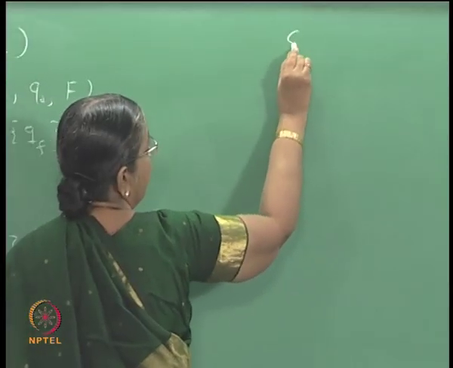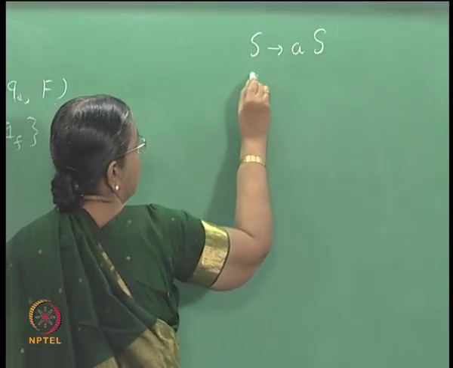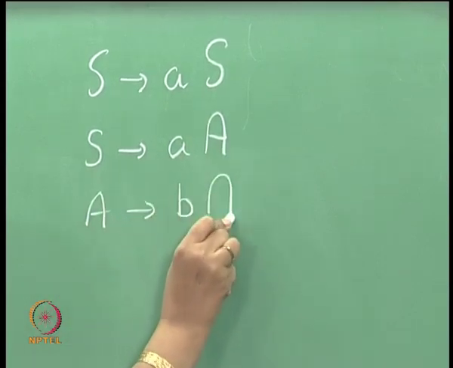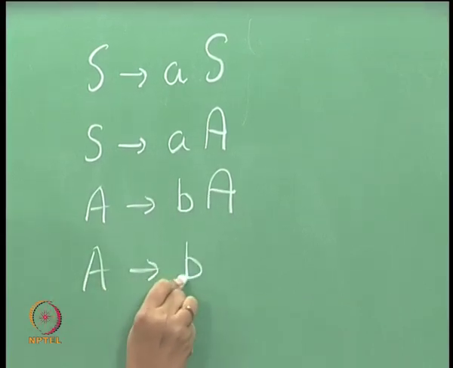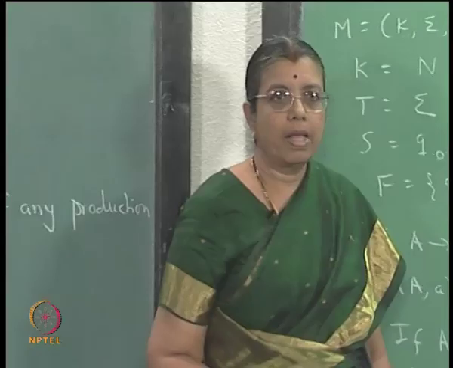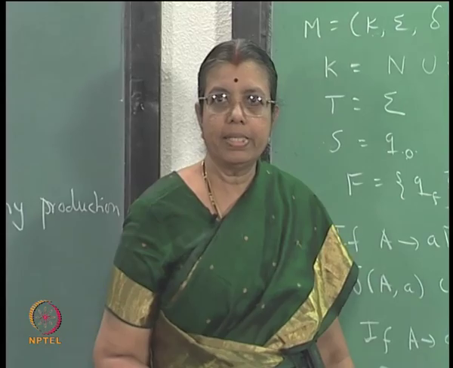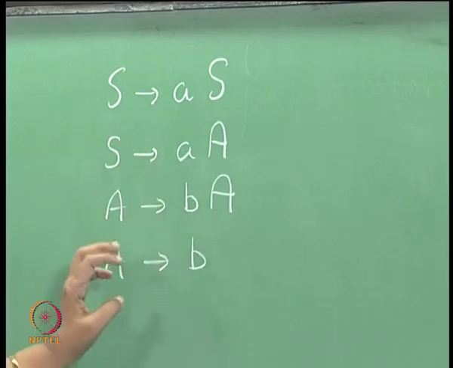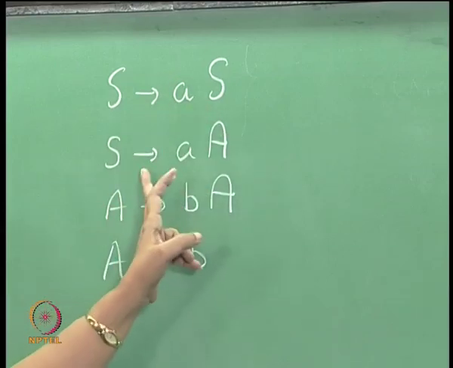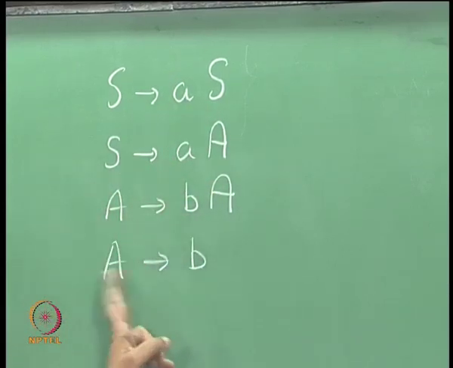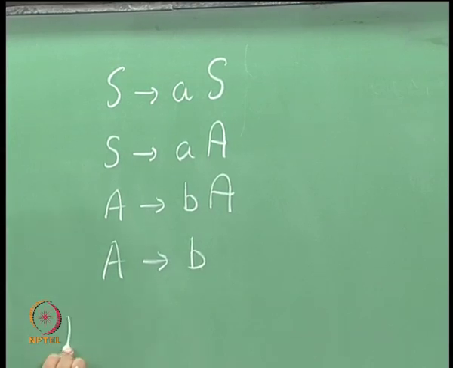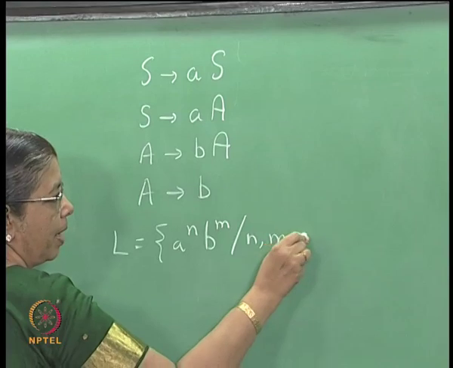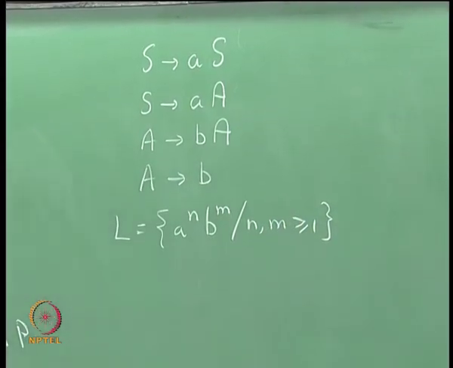Look at this example: S goes to aS, S goes to aA, A goes to bA, A goes to b. What is the language generated by this grammar? This is a regular grammar with a start symbol S and another non-terminal A. And what is the language generated? You can have any number of a's, at least one a, then followed by any number of b's, at least one b. So, the language is a power n, b power m, n, m greater than or equal to 1.